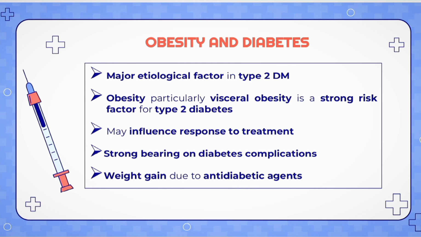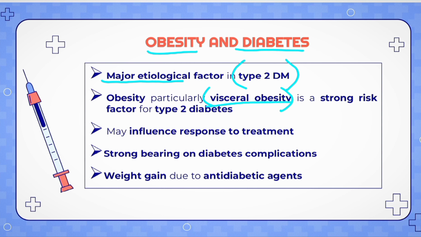Now let's discuss the correlation of obesity and diabetes, how these two are affecting each other. Obesity is a major etiological factor to develop type 2 diabetes mellitus. Obesity, particularly visceral obesity, is a strong risk factor for development of type 2 diabetes mellitus. Obesity can also influence the response to treatment in a diabetic patient, and it has a strong bearing on developing diabetes complications.